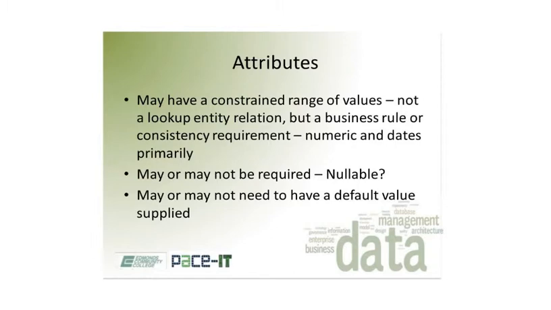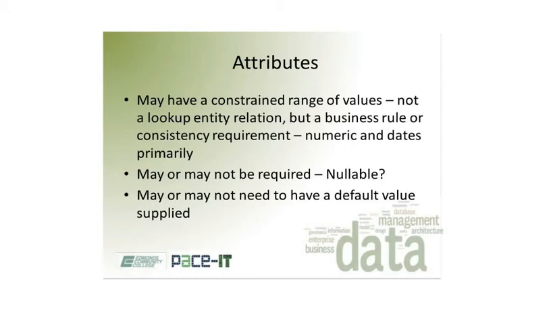Let's talk about some more business rule things. Attributes may be constrained to a range of values. You can have lookup entities that give you a set of categories for something. You could have a valid value list that is represented by a drop-down list box. Or you could have a business rule or consistency requirement for numeric and date type data.